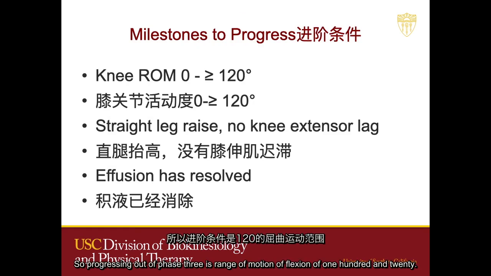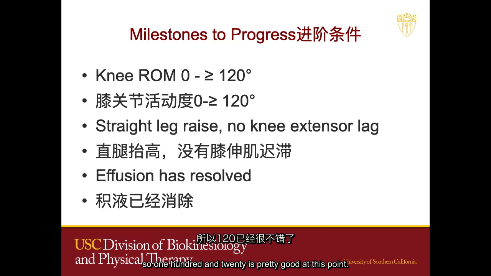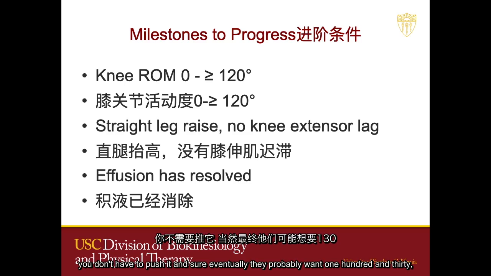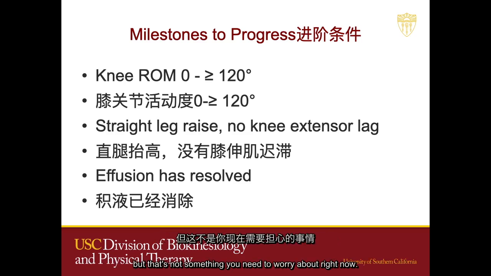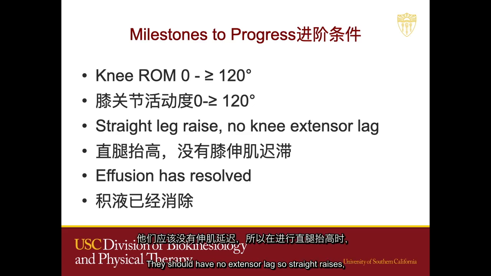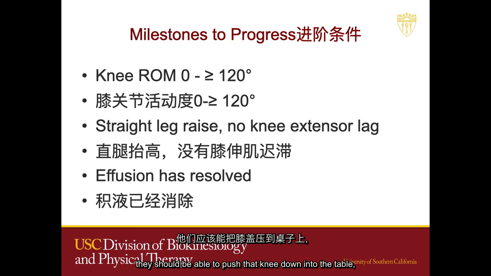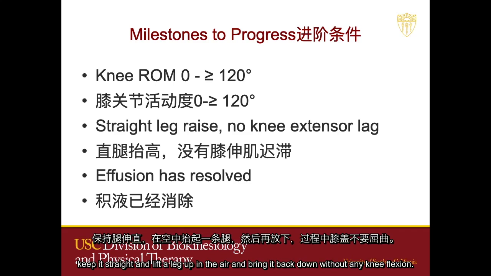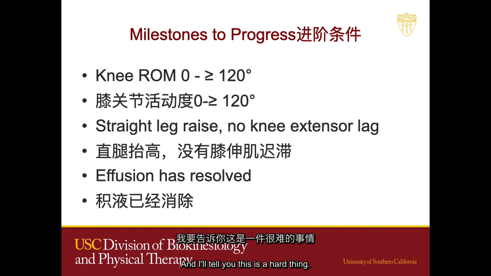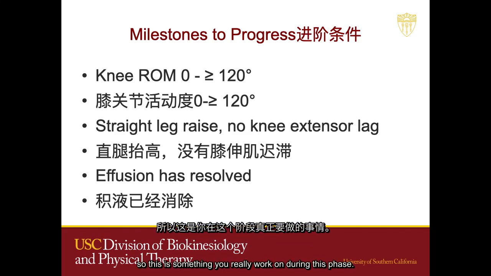So progressing out of phase 2 is range of motion of flexion of 120. Okay, so 120 is pretty good at this point if you can get there. You don't have to push it. And sure, eventually they probably want 130, but that's not something you need to worry about right now. The other big thing is a straight leg raise. They should have no extensor lag. So straight leg raise, they should be able to push that knee down into the table, keep it straight, and lift the leg up in the air and bring it back down without any knee flexion. And I'll tell you, this is a hard thing. So this is something you really work on during this phase.